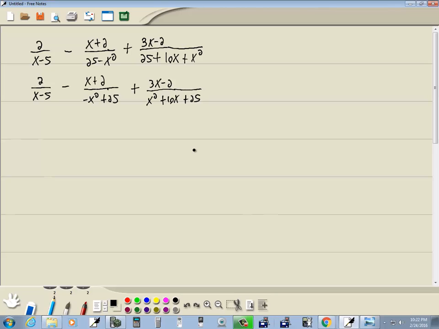Now we need to get a common denominator. And in order to do that, we're going to factor all of our denominators. Well, this negative x squared plus 25 is GCF. Because remember, if your first term is negative, you always bring out a negative. And this next one, the x squared plus 10x plus 25, is PSD. So this becomes 2 over x minus 5, minus x plus 2 over negative, and then x squared minus 25, plus 3x minus 2 over x plus 5 times x plus 5.